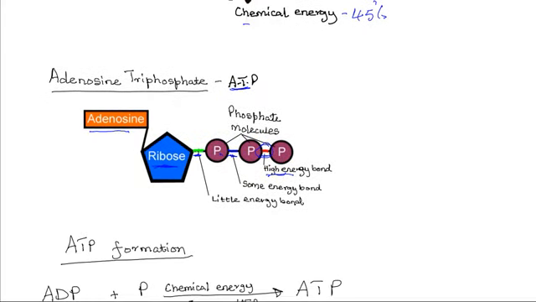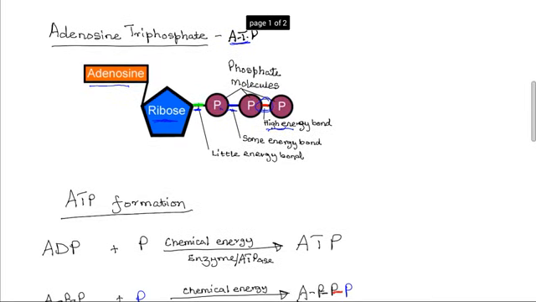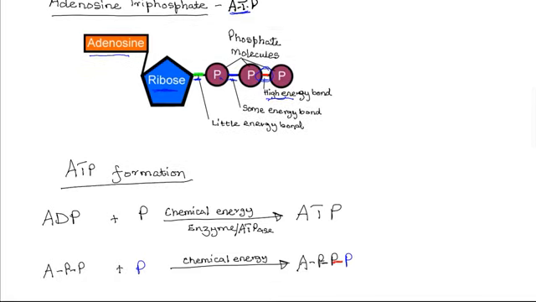Now, ATP formation occurs when, during respiration, chemical energy is released. This chemical energy is used to bind a phosphate molecule to adenosine diphosphate. In adenosine diphosphate, the third phosphate is absent, hence the adenosine diphosphate. So during ATP formation, adenosine diphosphate combines with a phosphate to produce adenosine triphosphate.